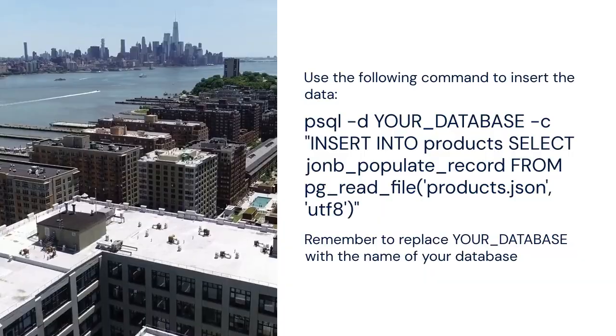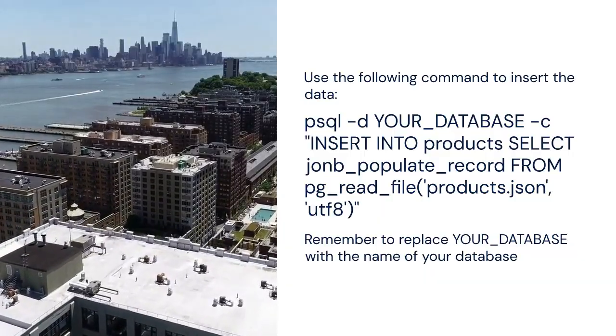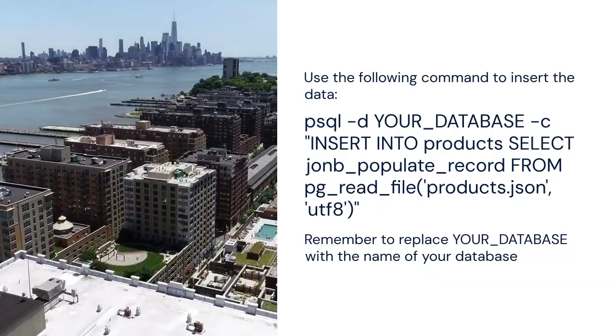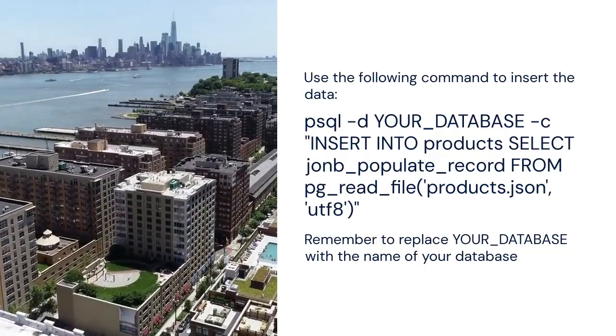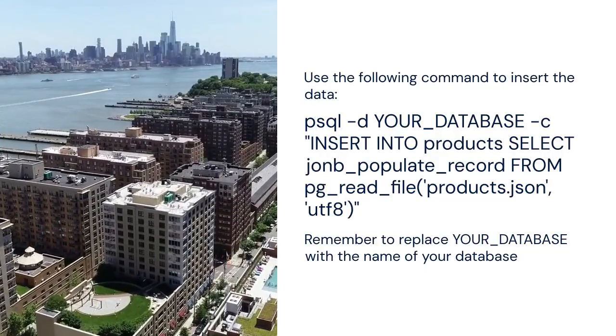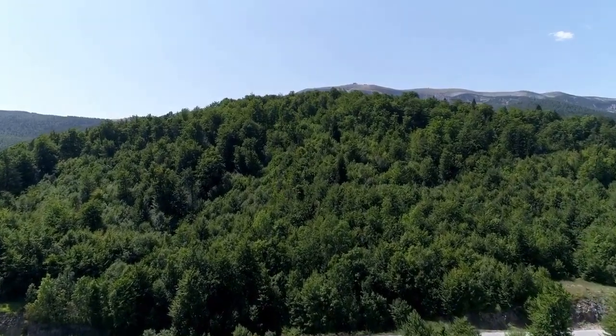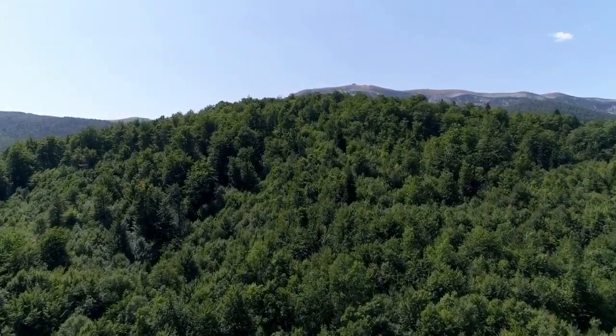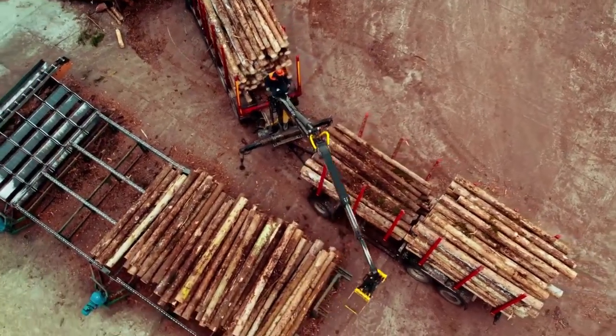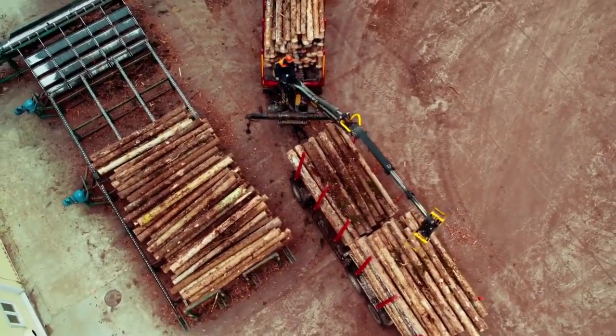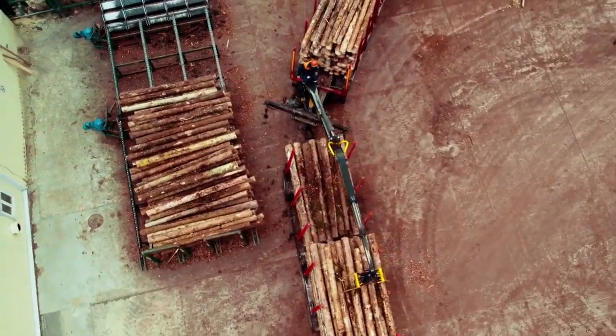-c "insert into products (data) select json_populate_record(null::products, convert_from(pg_read_file('products.json'), 'utf-8'))". Remember to replace your_database with the name of your database. This command reads the JSON file, converts it to a JSON object, and inserts it into the products table.